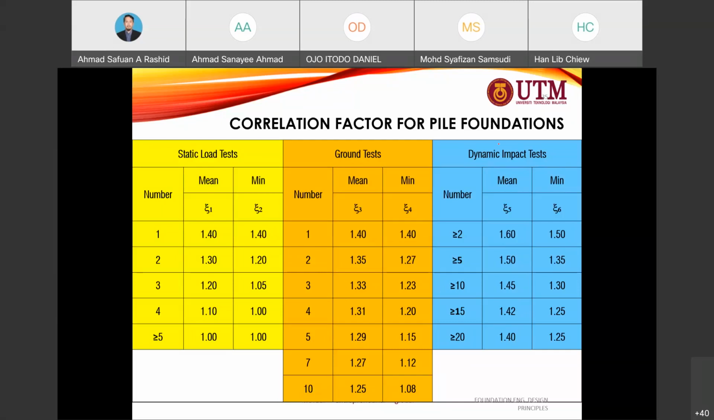For the dynamic impact test, it depends on how many tests. The minimum is 2, and then it can be more than 20. So that is the factor of zeta under the in situ or full scale test.